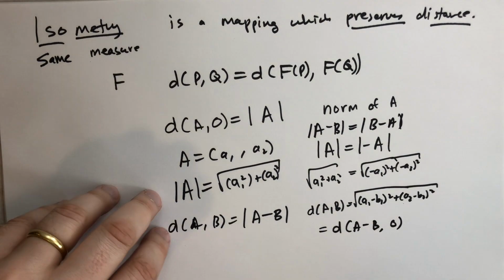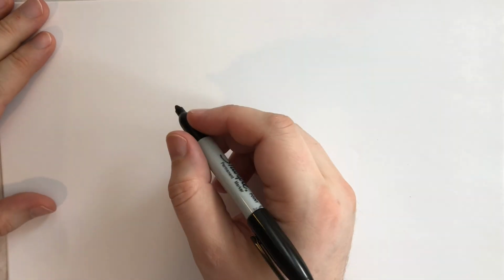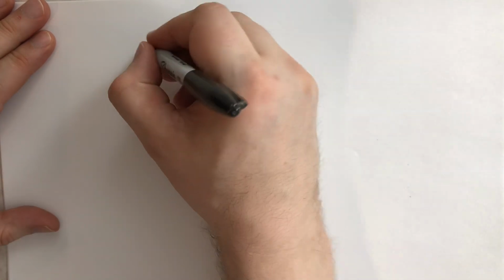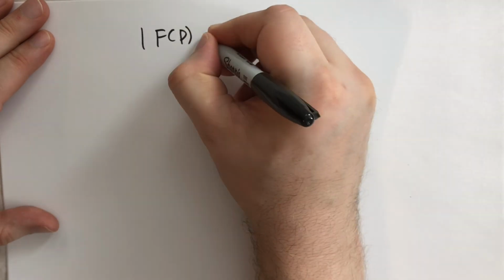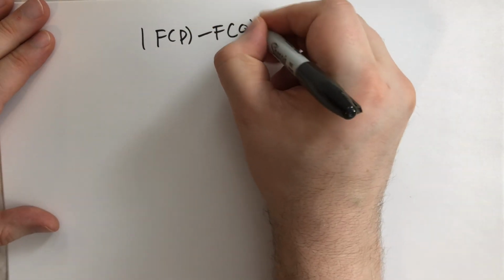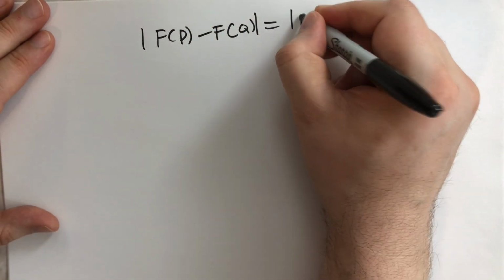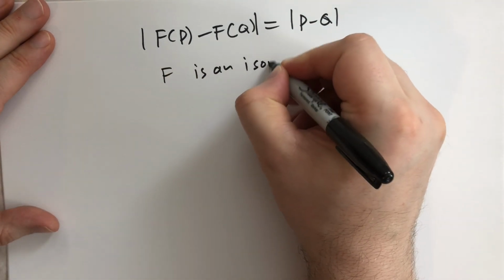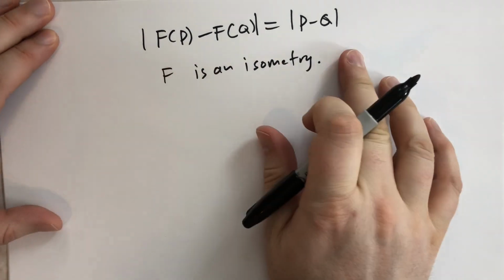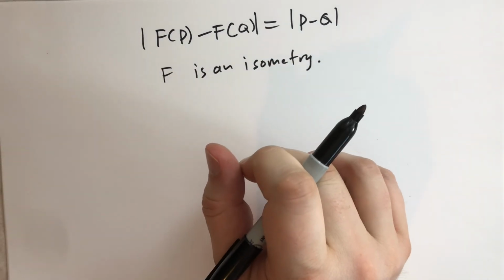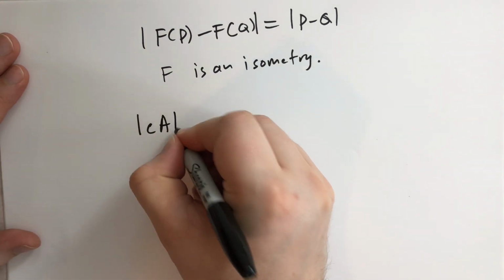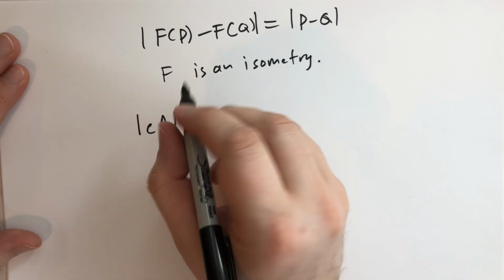Now, we can say that a mapping f of the plane onto itself is an isometry if and only if for every points P, Q, we have the norm of f(P) minus f(Q) is equal to the norm of P minus Q. Then f is an isometry. Okay, so these two statements are the same. All right. So now we can rewrite, what's the norm of CA? Okay.